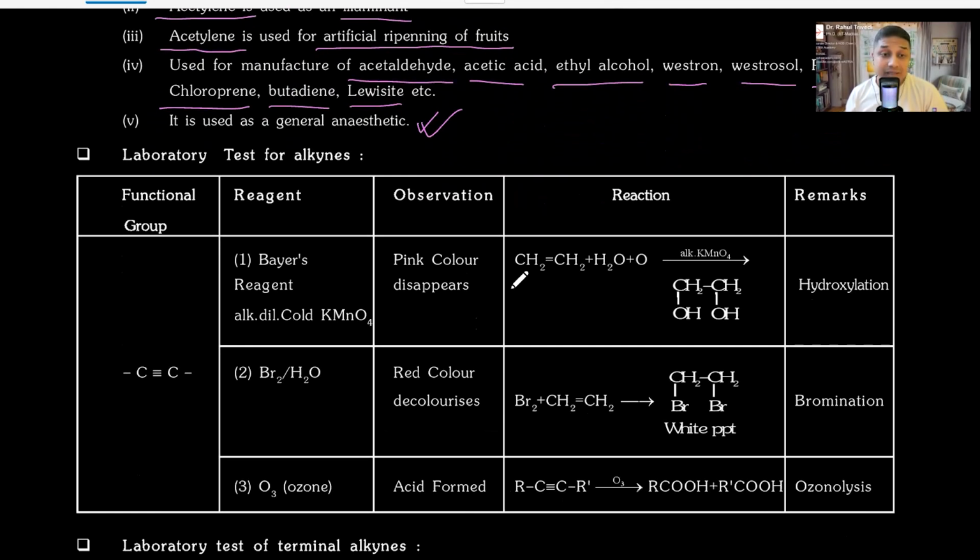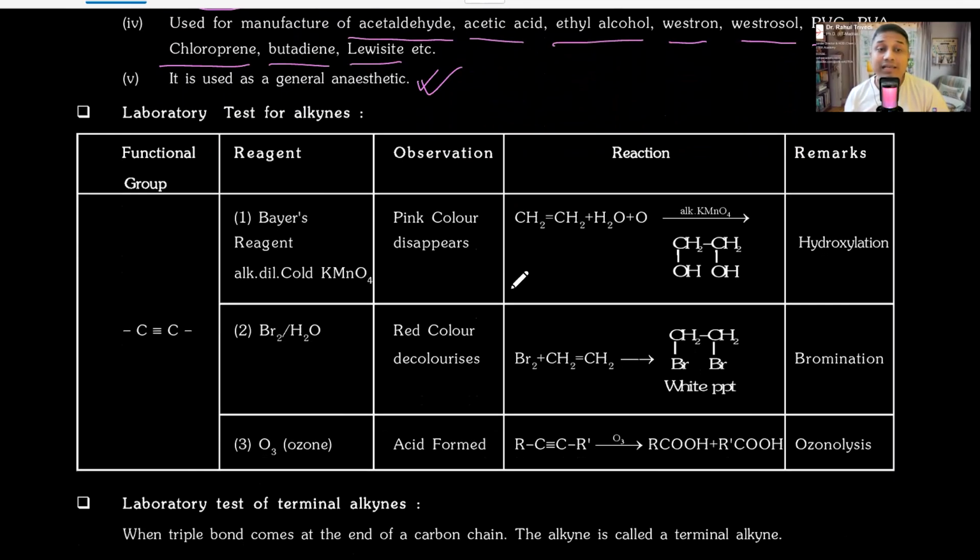Apart from that, a few of the laboratory tests which we saw for alkynes. One thing was Baeyer's reagent. I hope you remember what Baeyer's reagent is. Cold dilute alkaline potassium permanganate. Remember? It has pink color in the beginning, and it will disappear as soon as the reaction happens. You will have diol formation happening. This used to happen with the double bond also, and the triple bond gets further oxidized.